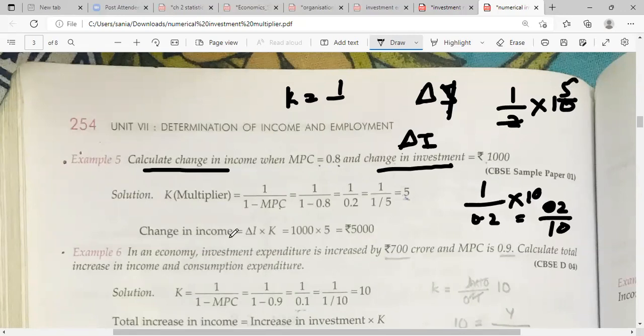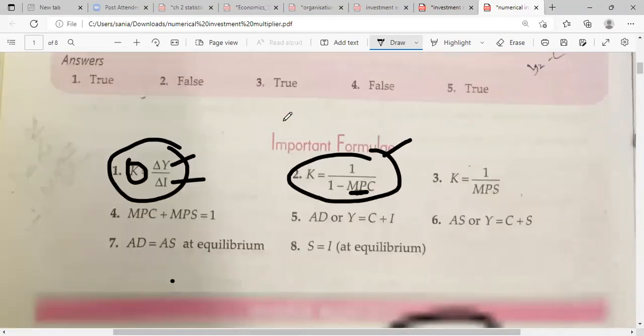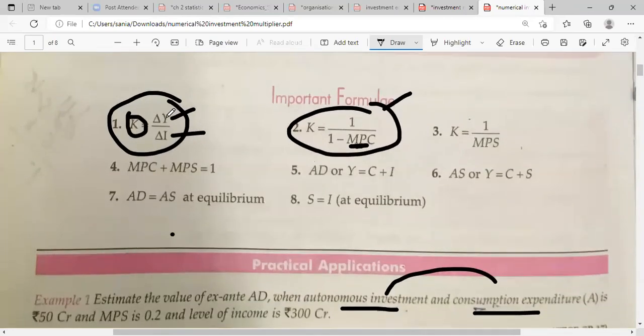And then you have to find change in income, which is delta I multiplied by K. So 1000 multiplied by 5. You have the formula for change in income, right? So to find change in income, what will you do? K multiplied by delta I. So you have K and delta I. You will just put in the values and get the answer.